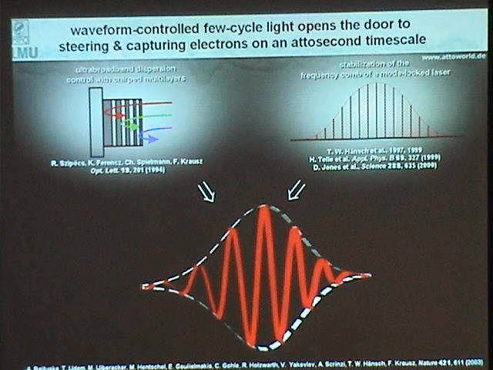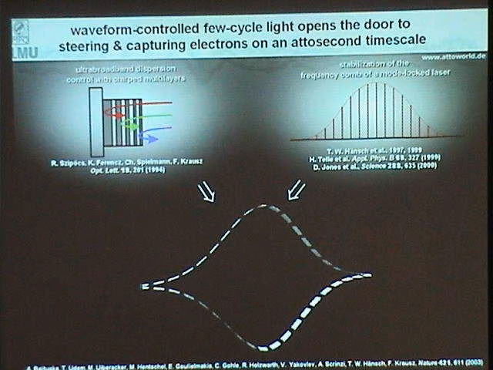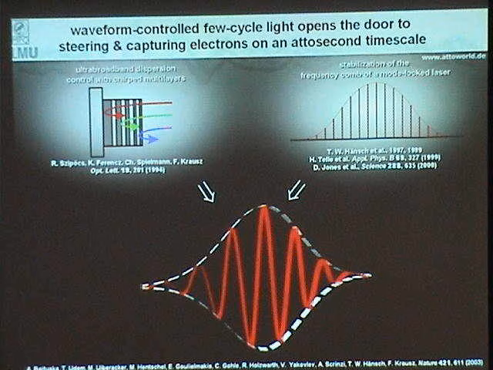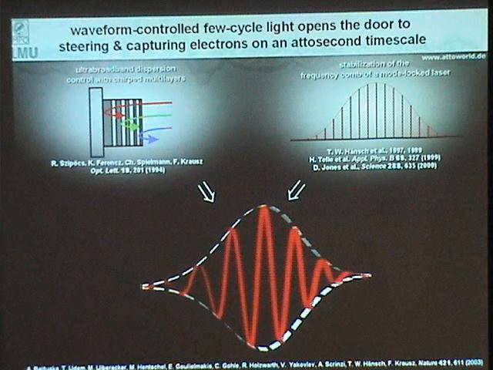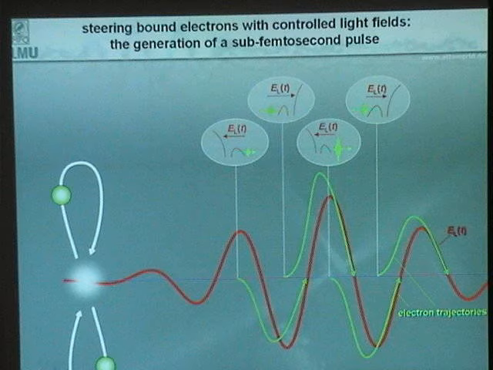In an attempt to use these waves for triggering, inducing, and subsequently also controlling electronic motion inside atoms, we exposed atoms to these pulses and adjusted the intensity of the pulses such that the atoms were ionized by the field. What then happens was predicted a long time ago by Paul Corkum in his famous paper in 93.